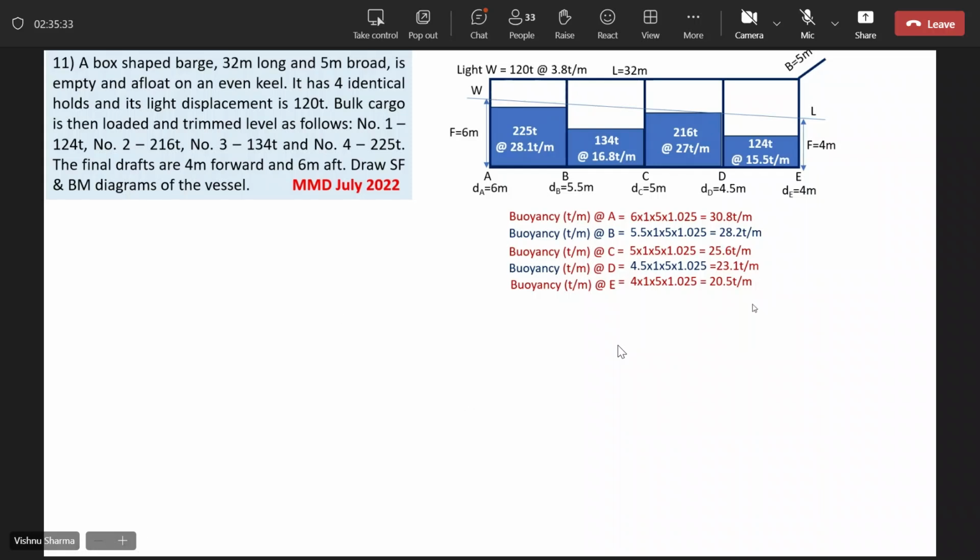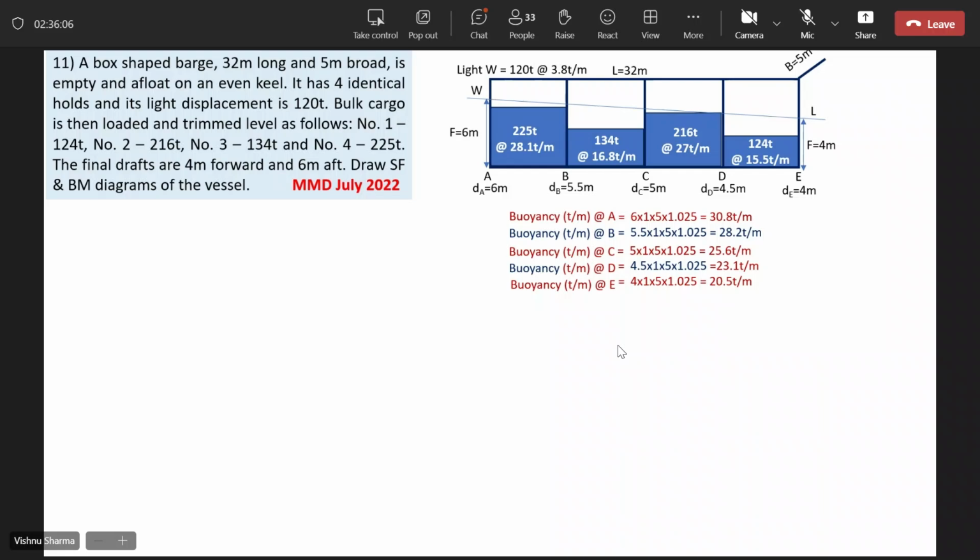This is the only different new learning as far as this question is concerned, that the buoyancy shall not be uniformly distributed. Its diagram will be a slanting straight line like the water line which you can see. Its graph will be a slanting straight line. Is that clear, class? Clear, guys? Yes, sir. Okay.